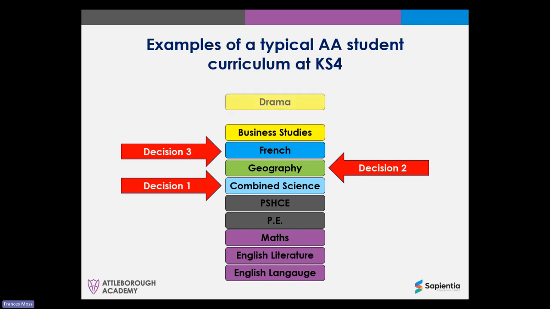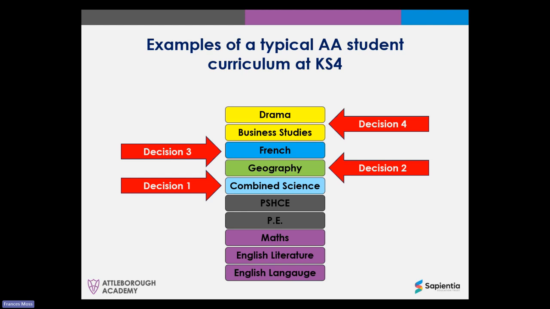And then lastly, your full offer will be filled up by your final decision of the final two option blocks that are part of decision four. So remember, part of decision four, you're actually putting forward three choices that you definitely really want to do, and then a reserve choice of which you will get two from that to fill up your full offer. So what's on the screen at the moment is all the subjects that a student might end up taking.